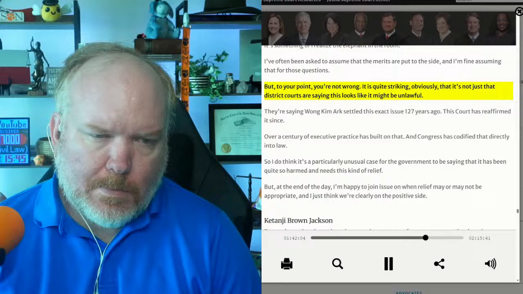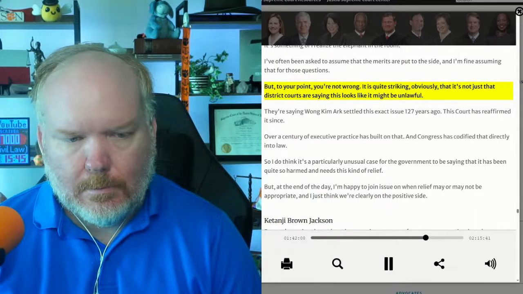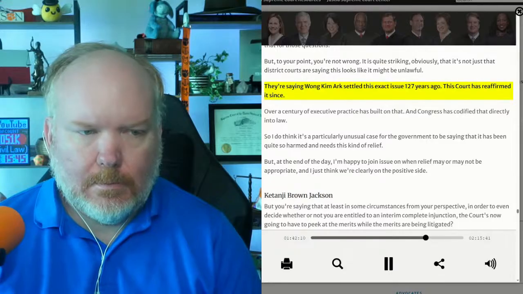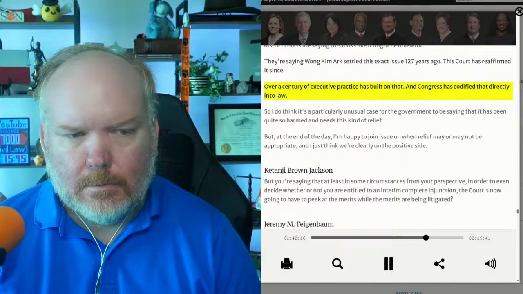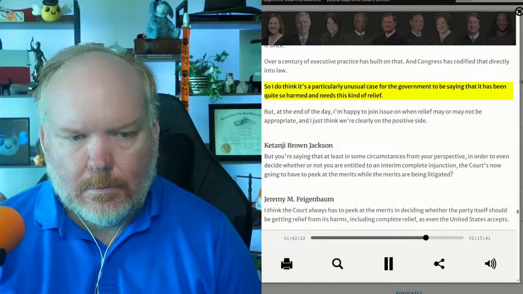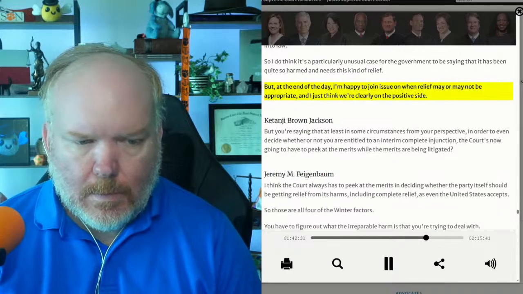It is quite striking, obviously, that it's not just that district courts are saying this looks like it might be unlawful. They're saying Wong Kim Ark settled this exact issue 127 years ago. This court has reaffirmed it since. Over a century of executive practice is built on that, and Congress has codified that directly into law. So I do think it's a particularly unusual case for the government to be saying that it has been so harmed and needs this kind of relief. But at the end of the day, I'm happy to join issue on when relief may or may not be appropriate, and I just think we're clearly on the positive side.